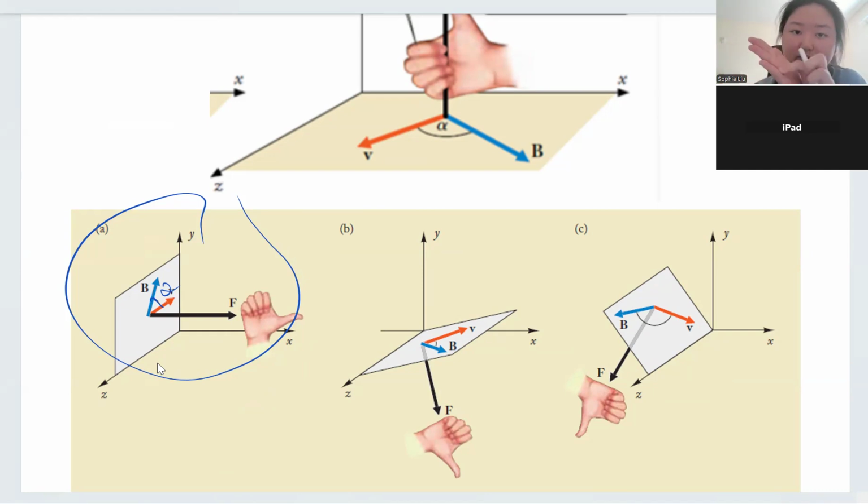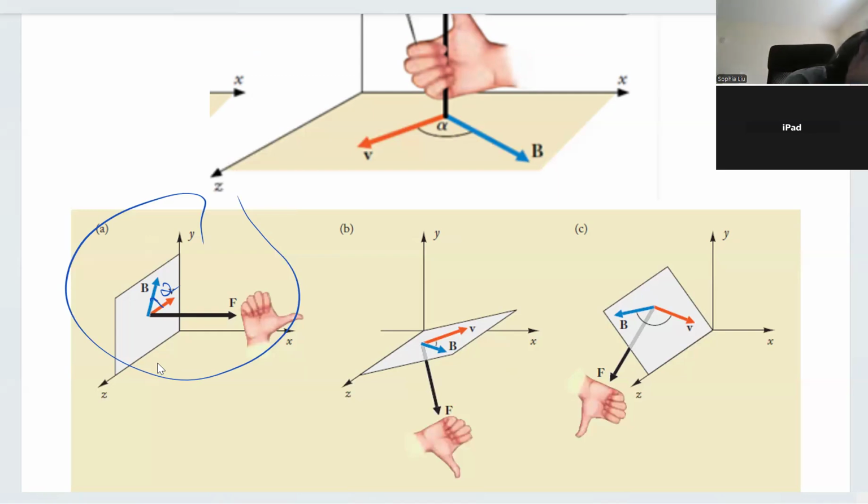So use these four fingers and curl them in the direction of B. Maybe something like this, because your V is pointing like here, and your B is on top of V, so it would curl on top. And as you can see, my thumb is now pointing to the right side. That would be your vector of magnetic force, like this.